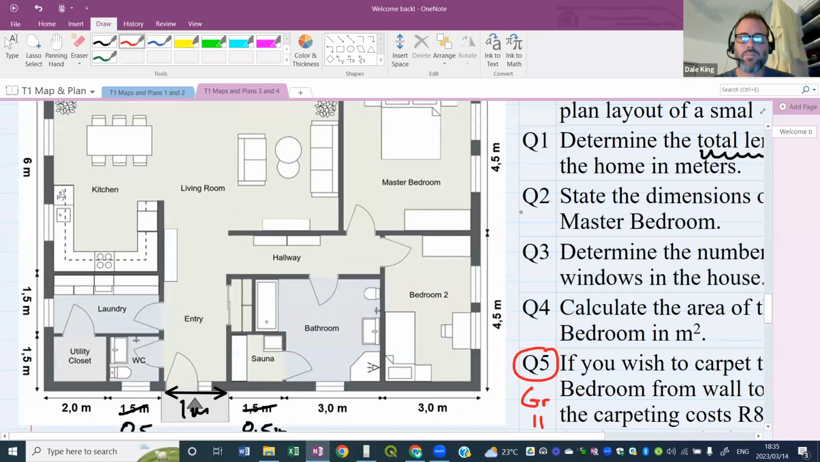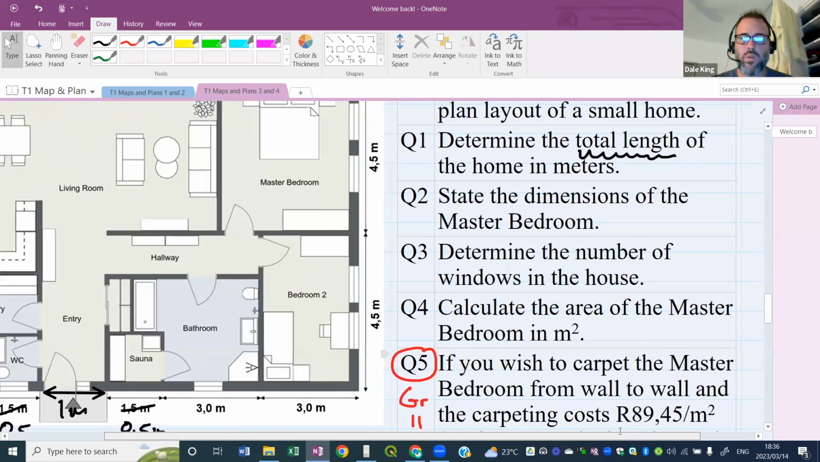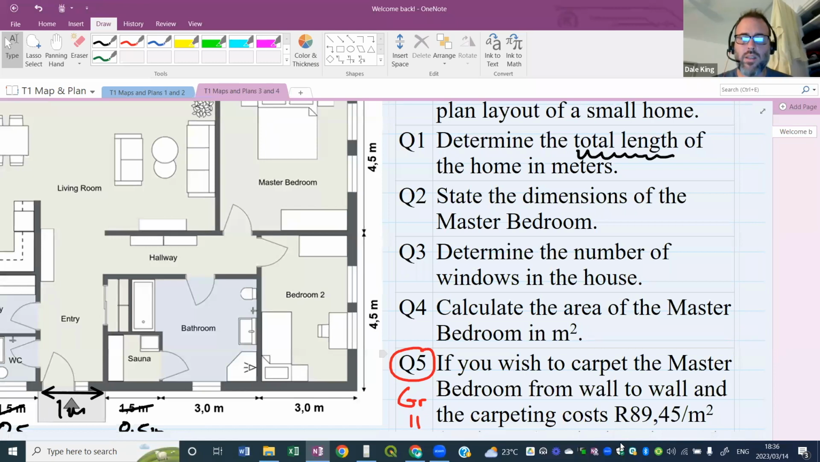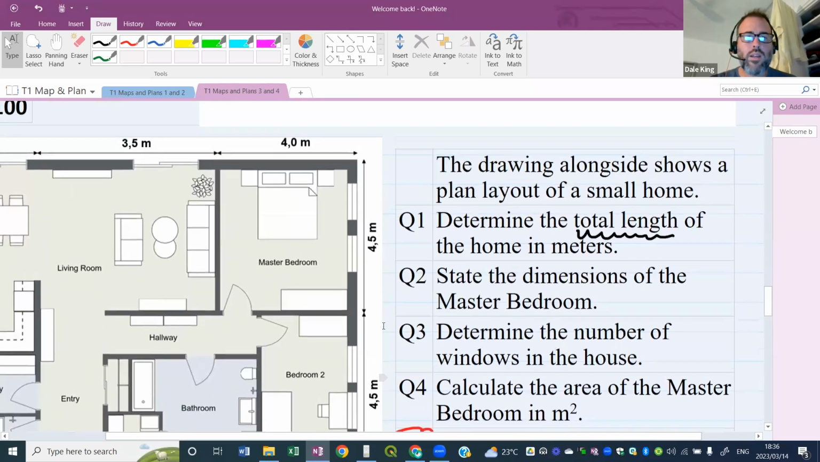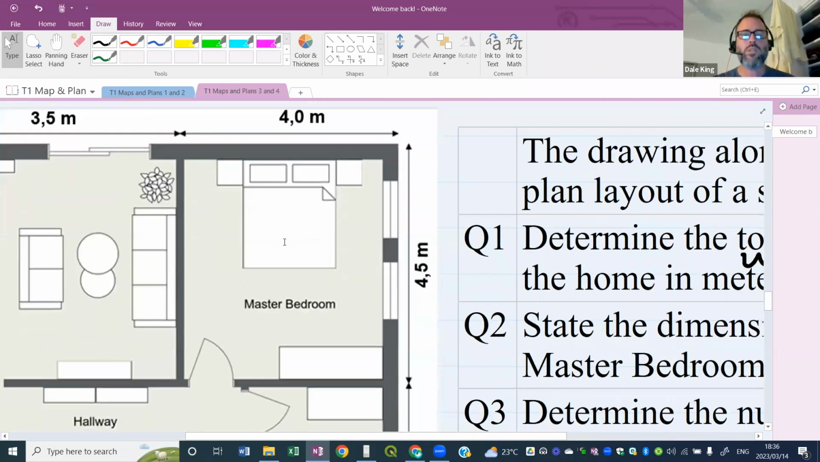All right. Question number 3 was 10. Question number 4. Finally, the word I was looking for, calculate. Question 4 says, calculate the area of the master bedroom in meters squared. All right, there's the master bedroom. Nice and easy.